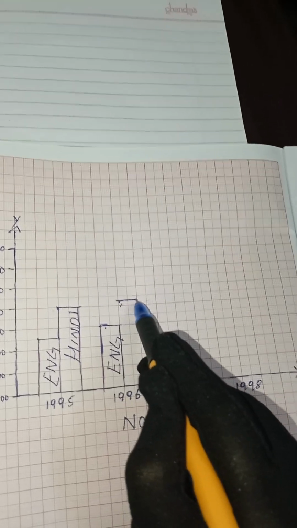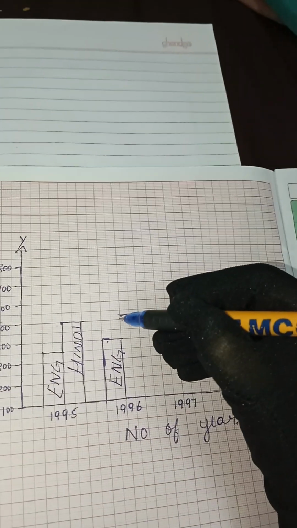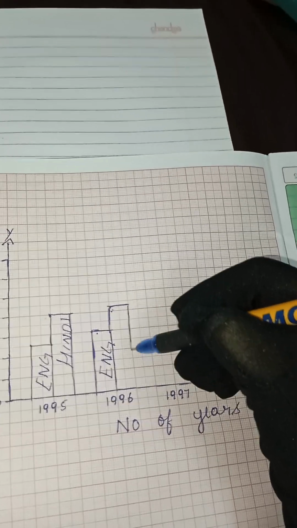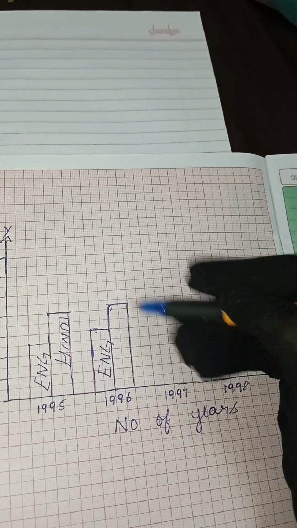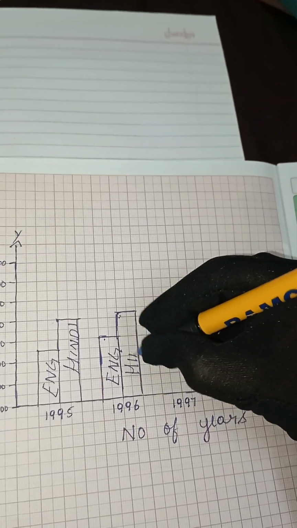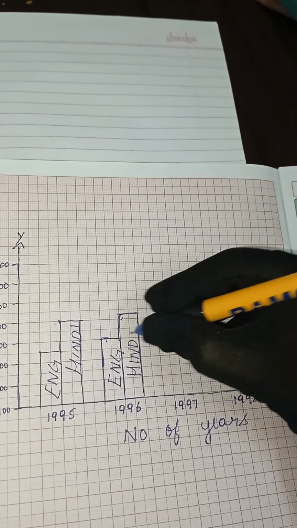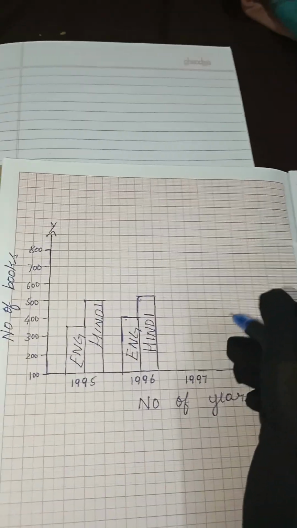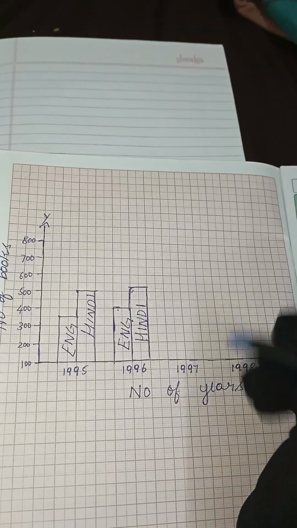The line should be straight. 525. So we have to use scale and pencil while drawing this. Just for understanding, I have done it in pen. You all have to do it using scale and pencil.